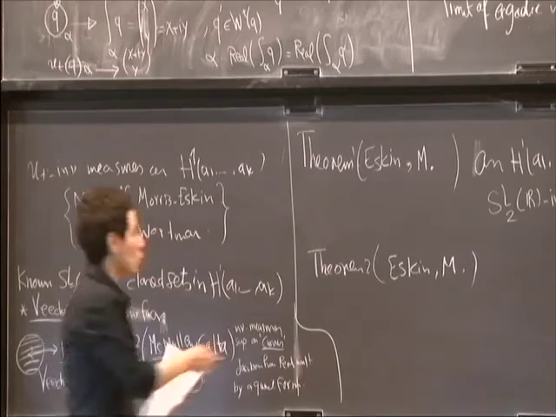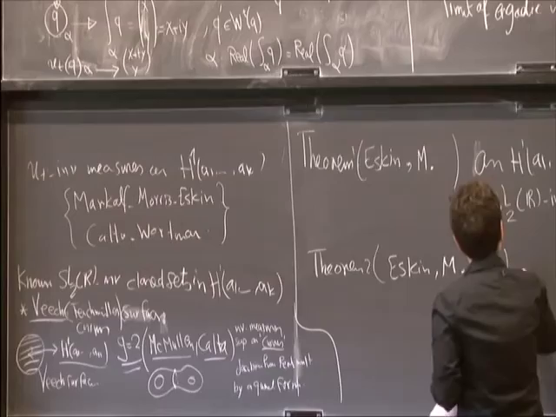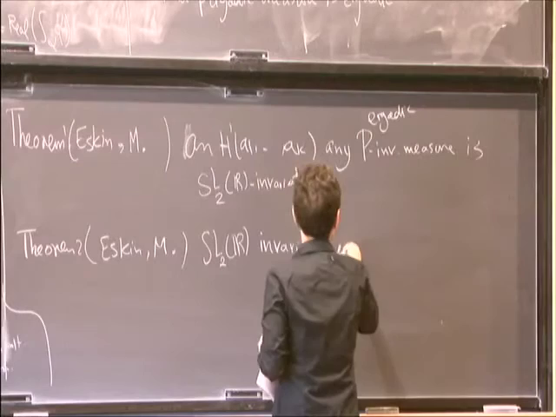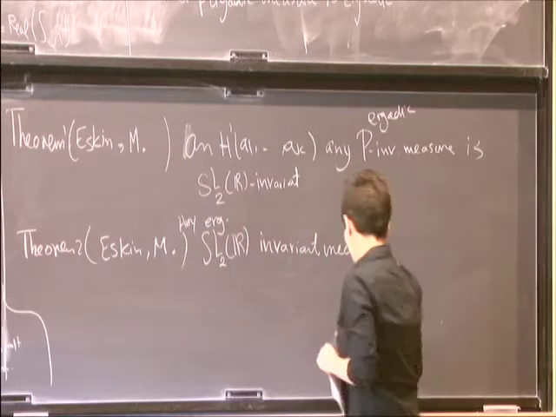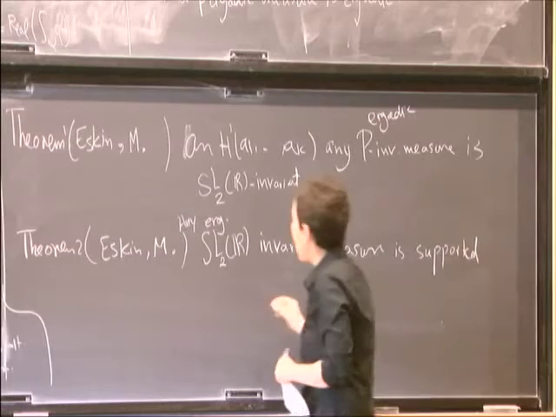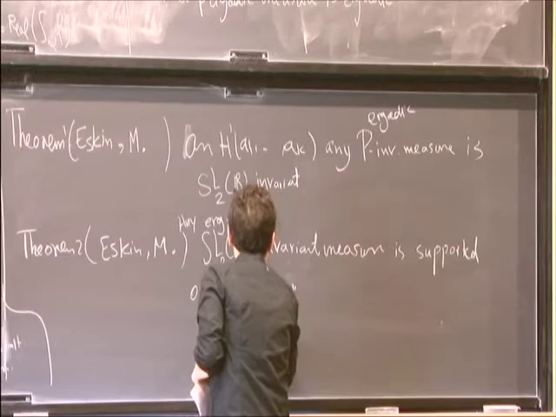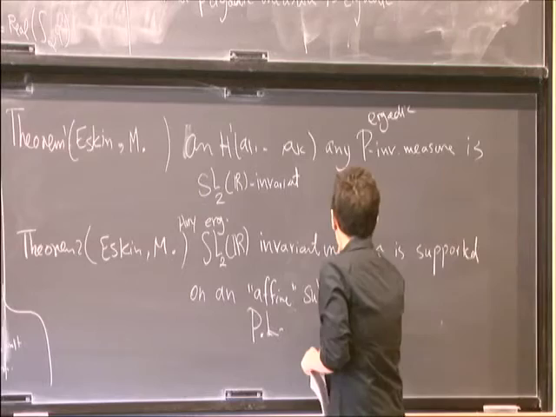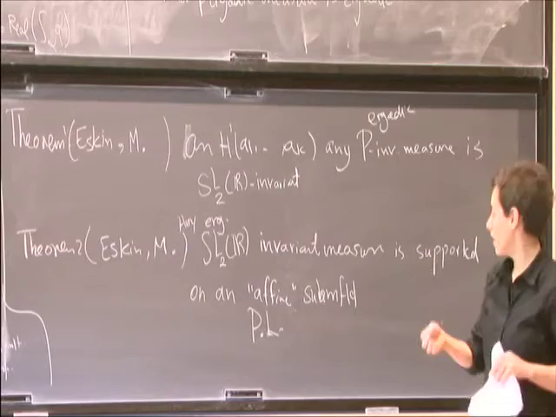And so what I want to state is the theorem: if you have an SL2R invariant measure, so any ergodic SL2R invariant measure is supported on an affine, which is just piecewise linear, I call this submanifold, but I don't mean that it's nice. A locally piecewise linear subspace of H1(A1, ..., AK).